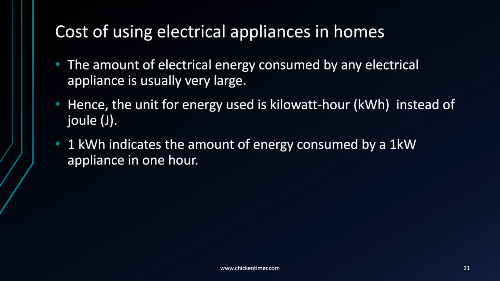So if we want to talk about energy consumption at home, we have another unit, which is kilowatt hour. We don't use joules, because the number that we get is going to be very big. 1 kilowatt hour indicates the amount of energy used by a 1 kilowatt appliance in 1 hour. So calculation is still the same. Energy is power times time, but now power is in kilowatts, time is in hours. The formula is the same.